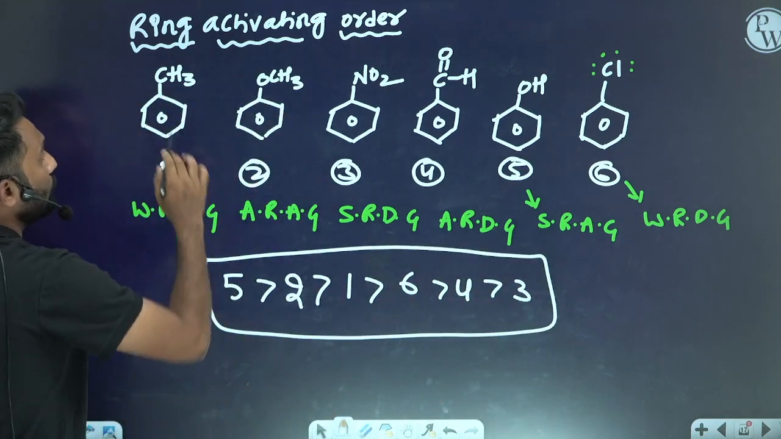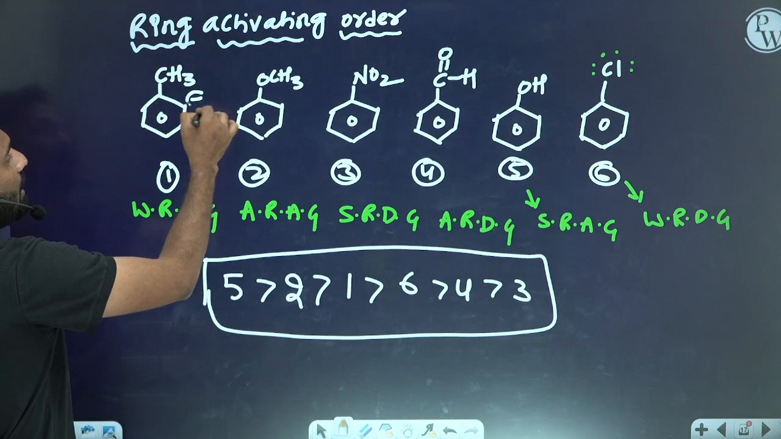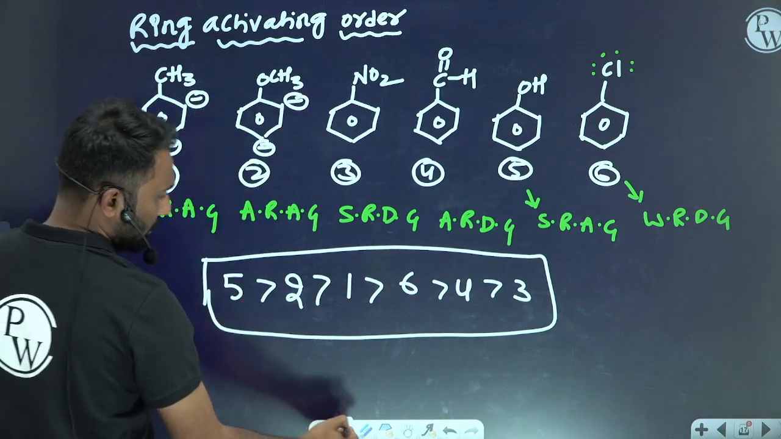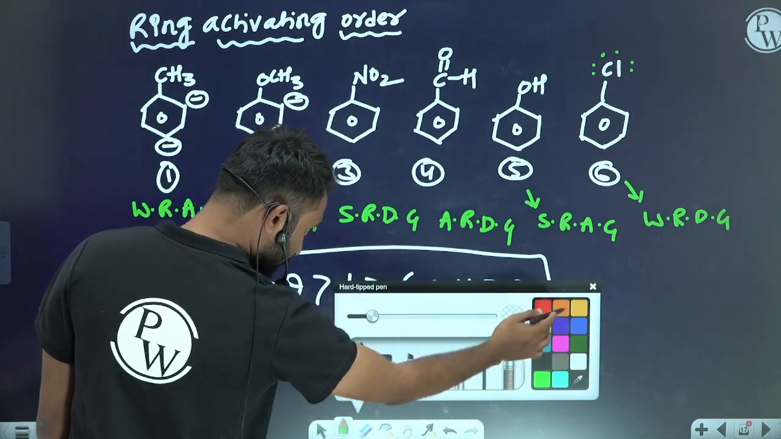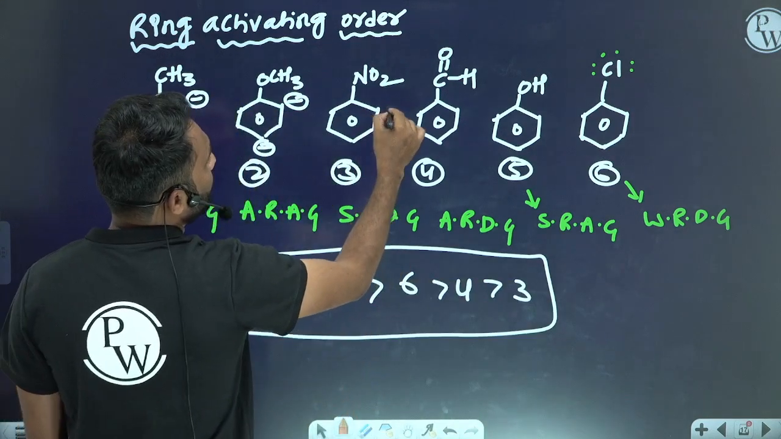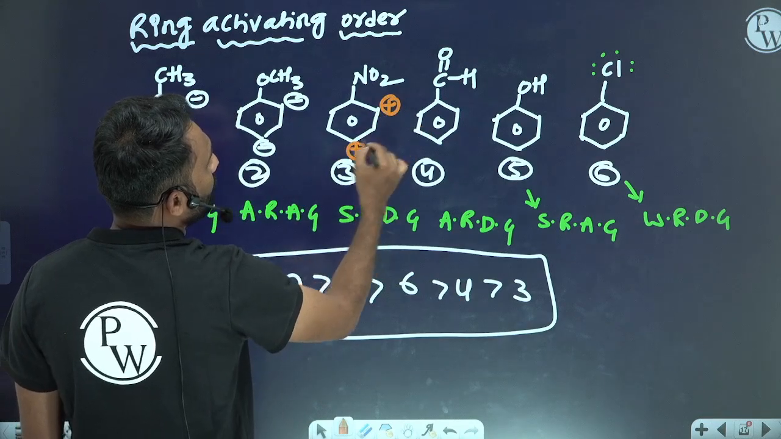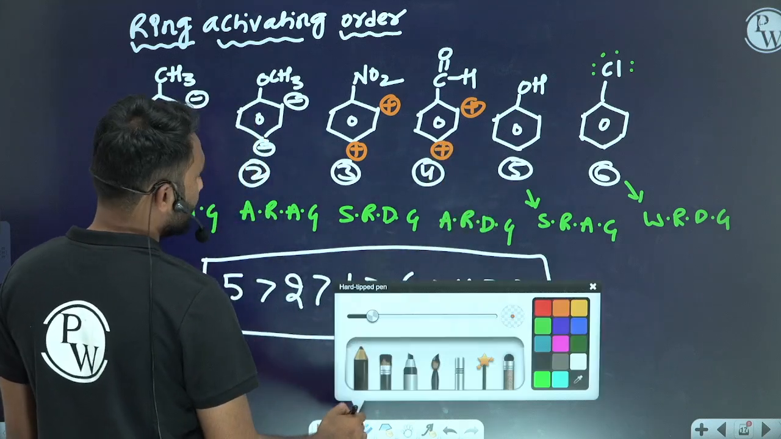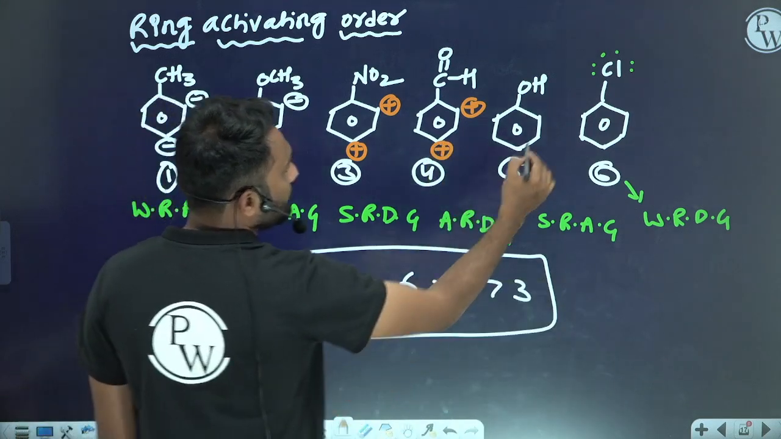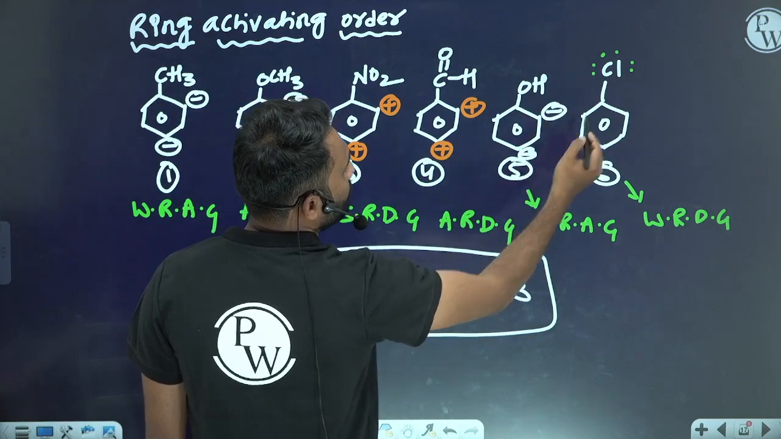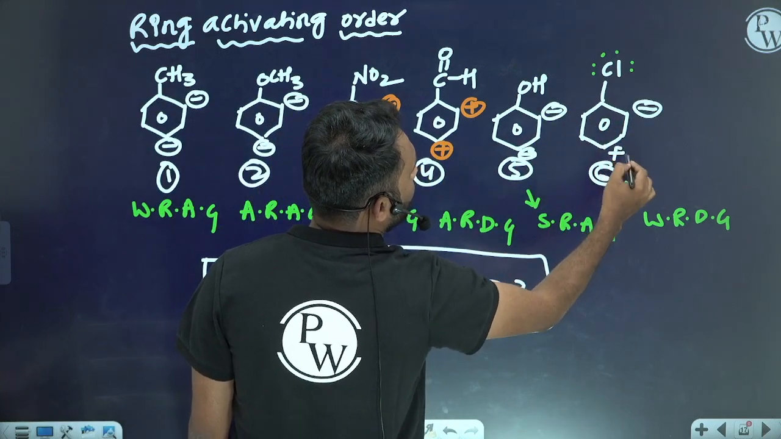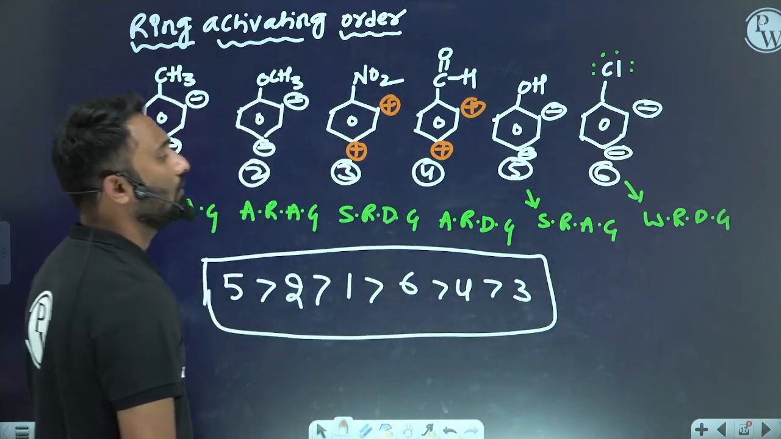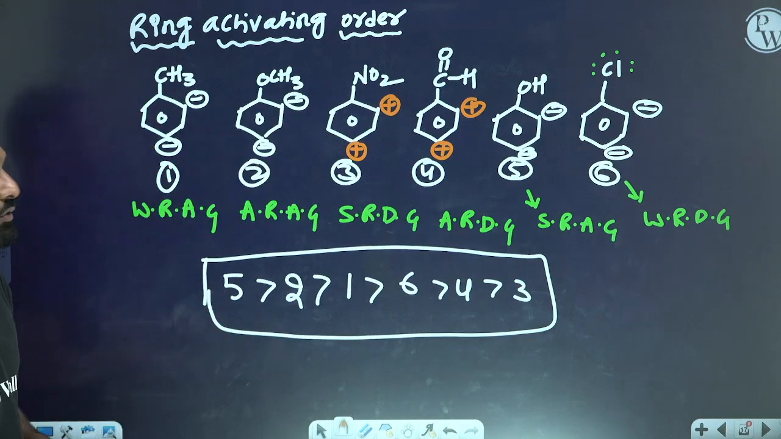Clear? Now this will increase the electron density at the ortho and para positions. Clear? Now this will deactivate the ring at the ortho and para positions. Now this will increase the electron density at ortho and para. This will also increase the electron density at the ortho and para. Clear? Now this is the ring activating group order.